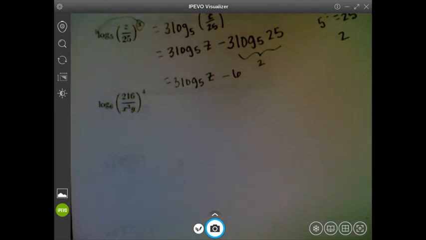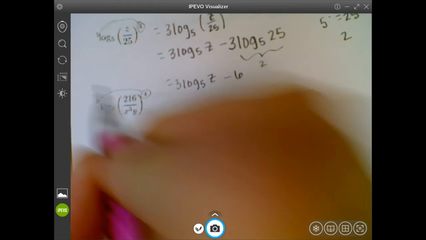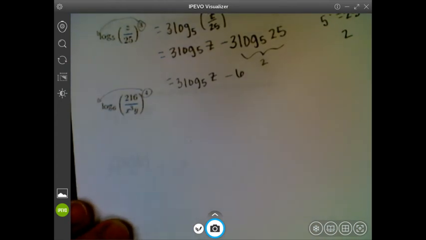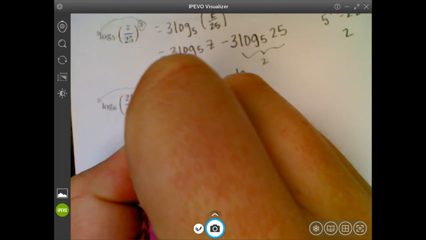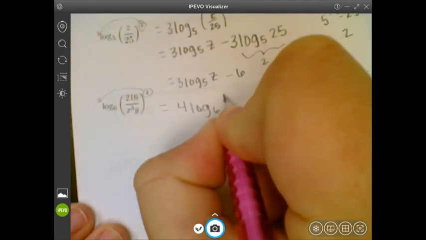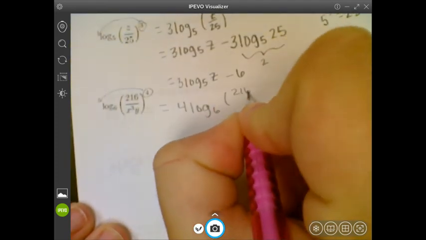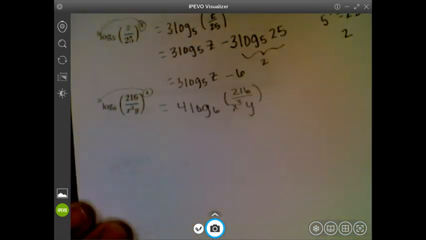All right, so here is the next one. Once again, we are trying to expand this. So the first thing we can do is we can say, okay, hey, this is all to the power of 4, which means that I can bring the 4 in front of the logarithm. So this would say 4 log base 6 of 216 over x cubed y.